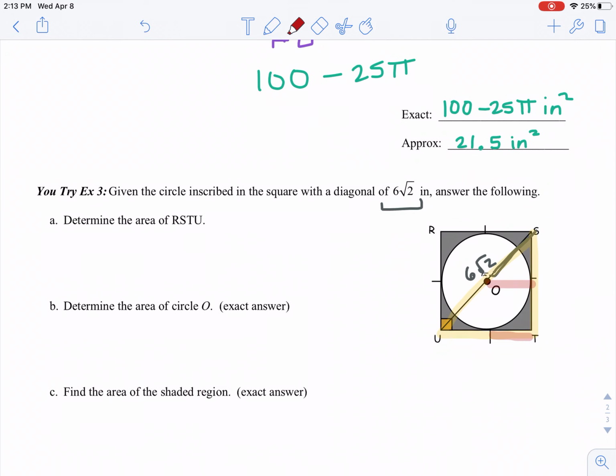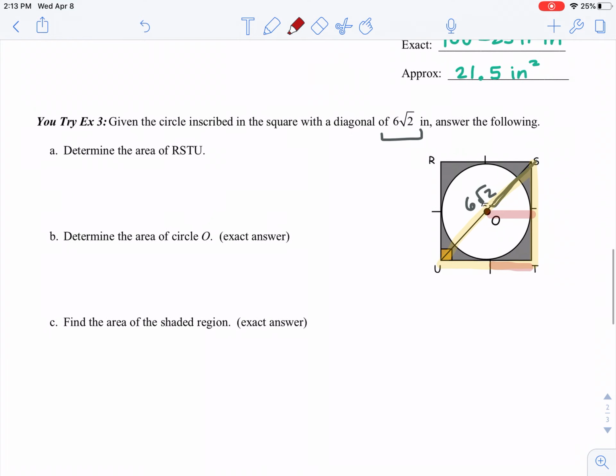Go ahead and figure out what's the area of the square, RSTU. Then figure out what's the area of circle O. And then figure out what is the area of the shaded region. All right.